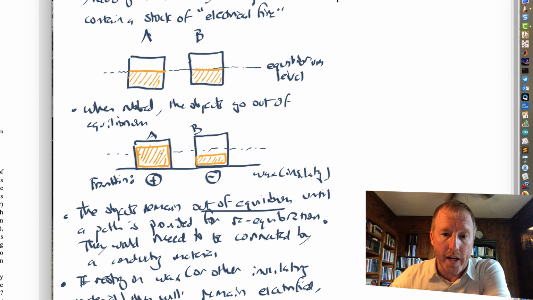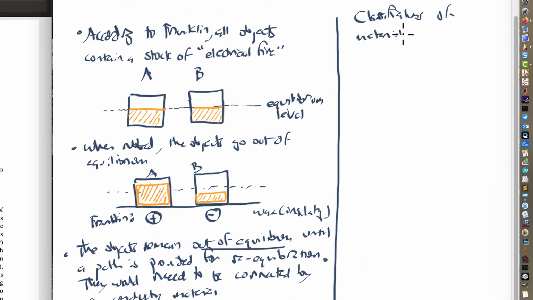So why don't I make a table right over here? And we'll talk about classifications of materials. This is going to become useful when understanding what Franklin talks about and in our subsequent work in this class. We tend to classify things into conductors and insulators. By the way, this is not the terminology that Franklin uses.